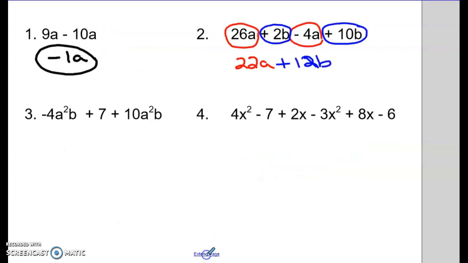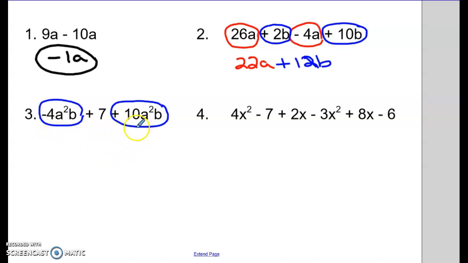All right, let's take a look at number 3. This one's a little bit tricky. We have 2 variables in one term, right? So this term has -4a squared b. So this is one term. 7 is just the number 7. It's a constant, so we can't combine that. So this term, 10a squared b, is just like the first one. It has the same variables and the same exponents as the first term. So we can combine these two together.